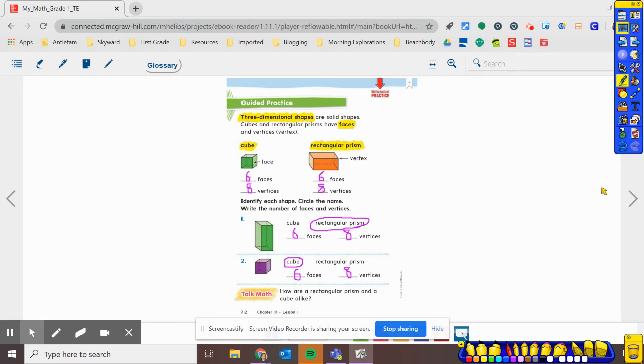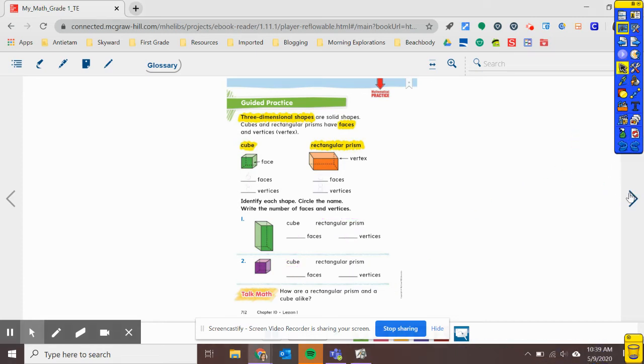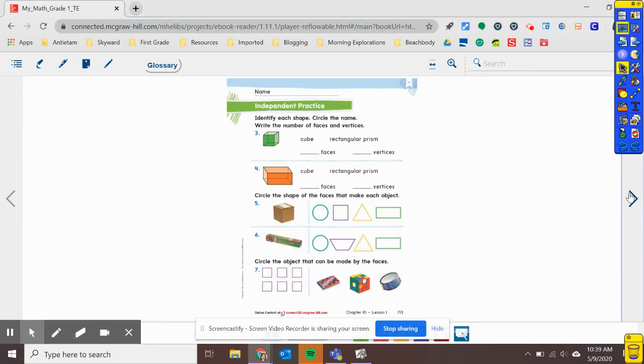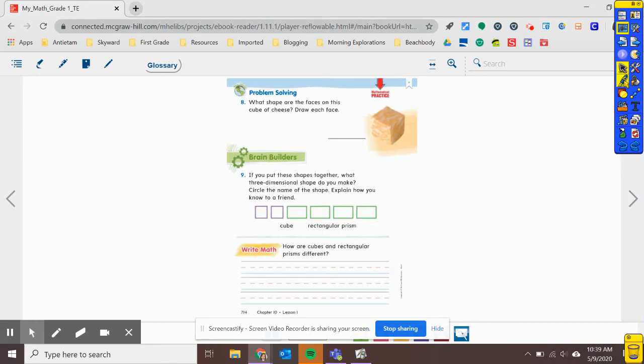Now I'm going to clear my page and we're going to move to the problem solving page. All right, here we go. Number 8 says, what shape are the faces of this cube of cheese? So it's asking you what shape are the faces. Remember, the face is another word for the whole side. So what shape are they? Well, if it's a cube, what shape are all of the faces? They are squares. So let's write squares on our line.